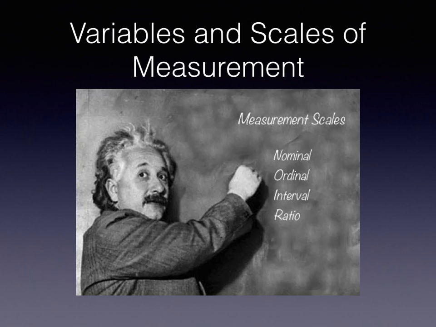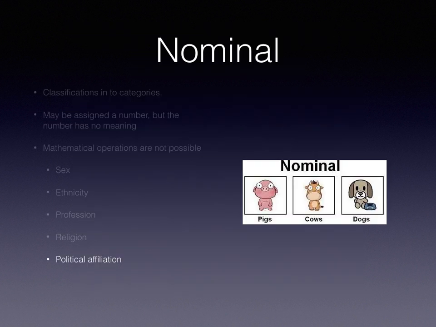For the purposes of this class, we're going to focus on 4 scales of measurement. You may have been introduced to these in previous coursework, but the 4 scales of measurement are known as nominal, ordinal, interval, and ratio. It's important that you're able to remember these and particularly be able to differentiate between discrete and continuous variables, which we're going to talk about along with these.